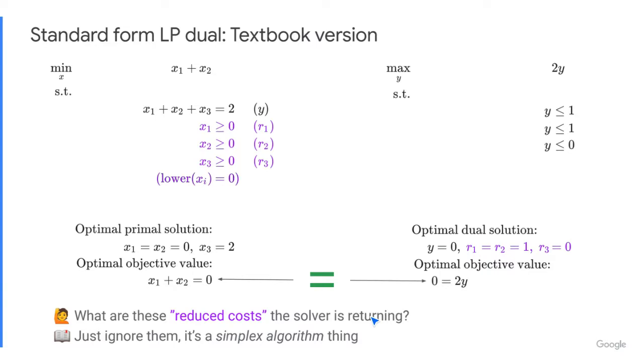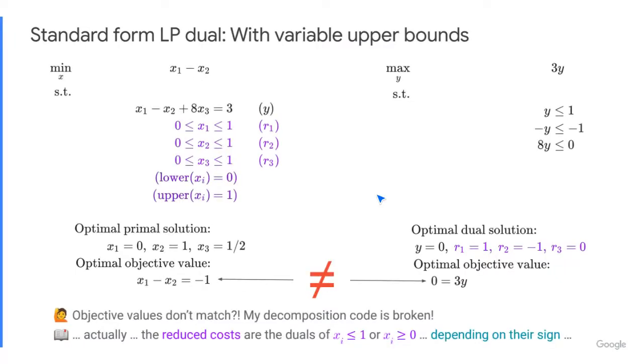So a user could ask, what is this reduced cost the solver is returning? And most textbooks will argue, don't worry about them. It's something that the simplex algorithm needs to work. You can ignore it. So everything's fine, except if you now have upper bounds, which will be very common if you're solving the LP relaxation of a mixed integer problem, for instance. Now the standard dual doesn't work. If we actually look at the solution, we find that things don't work.